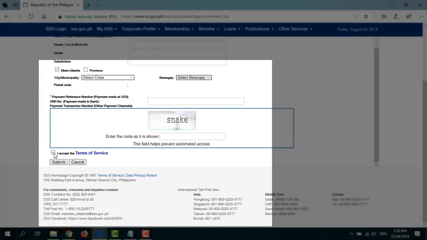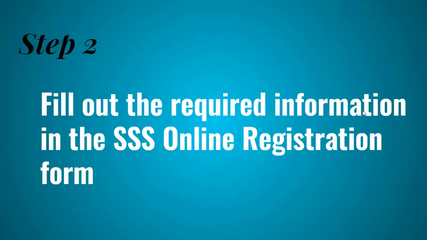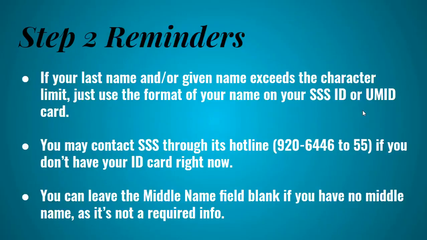Then click this box to accept the terms of service and click submit. That was the first part of the SSS online registration form. Just a few reminders: if your last name or given name exceeds the character limit, just use the format of your name on your SSS ID or UMID card.